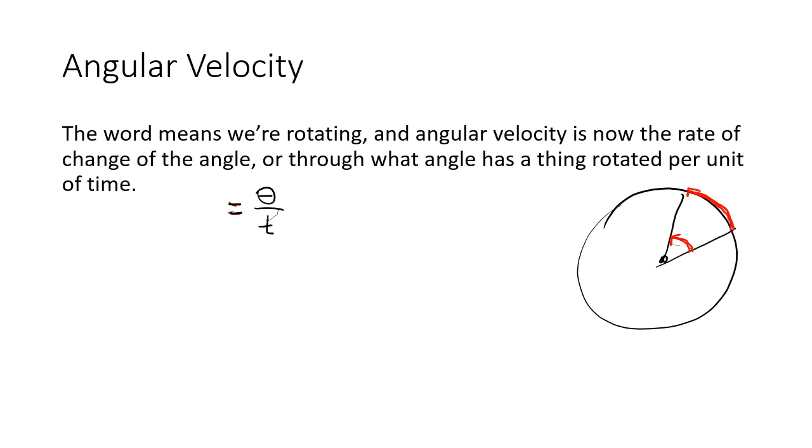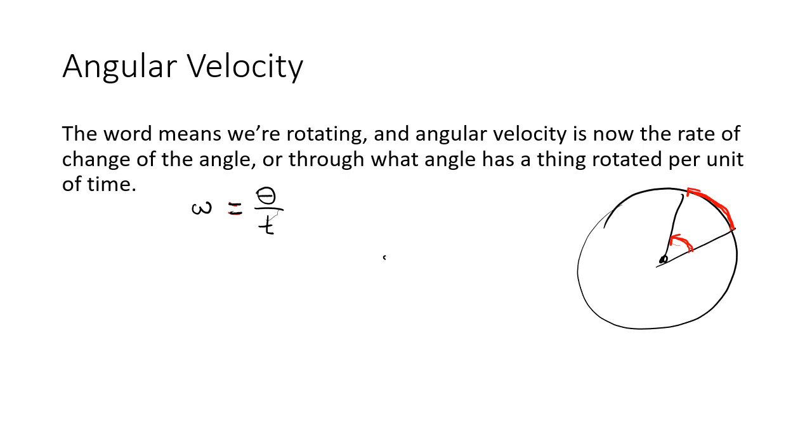We have a different letter, not v, to represent angular velocity. The letter is omega. It's a Greek letter, and it looks a lot like a W with the ends curled up. Now, angular velocity and linear velocity are very closely related.